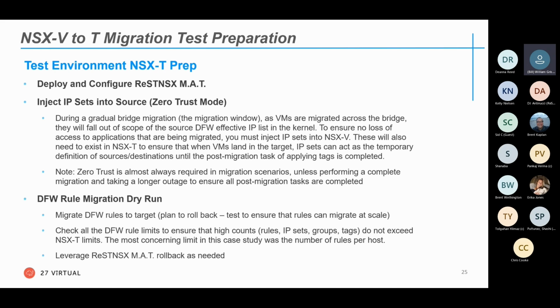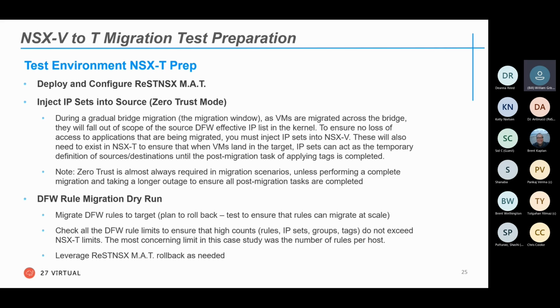We would deploy and configure REST NSX MAT, and we would leverage injecting IP sets. Now, DJ talked about that before, but when you're doing a gradual migration from one to the other, you're going to be in a situation where some VMs are on V and some VMs are on T, and we want to do that in a situation where there's a zero trust model. We've got to make sure that no matter where the VM sits, it can get access from source to destination. So when you migrate the workloads over, if you do everything by IP set injection, it allows you to migrate.